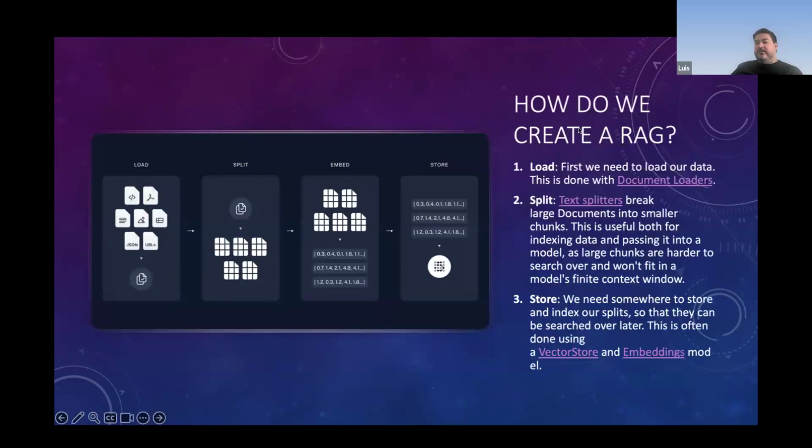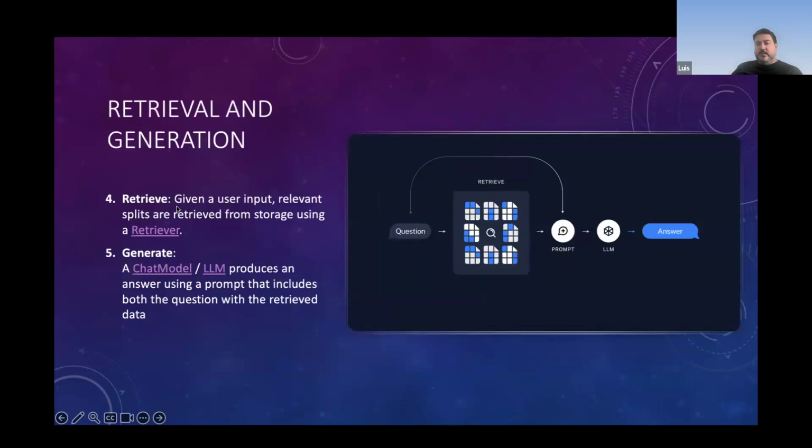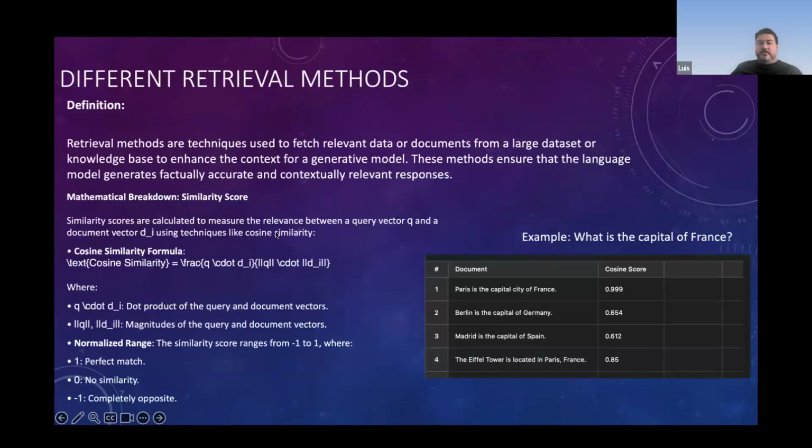So how do we create a RAG? We first load our data. This is done through document loaders. Then we split the text, breaking it into chunks, and then store them in the vector store. Once inside the vector store, this is how they look, through different embeddings. Then you retrieve the information from the retriever and you generate the chat.